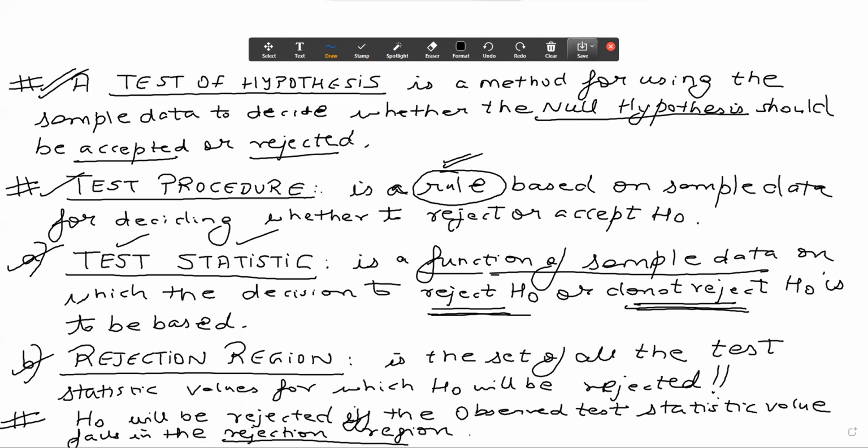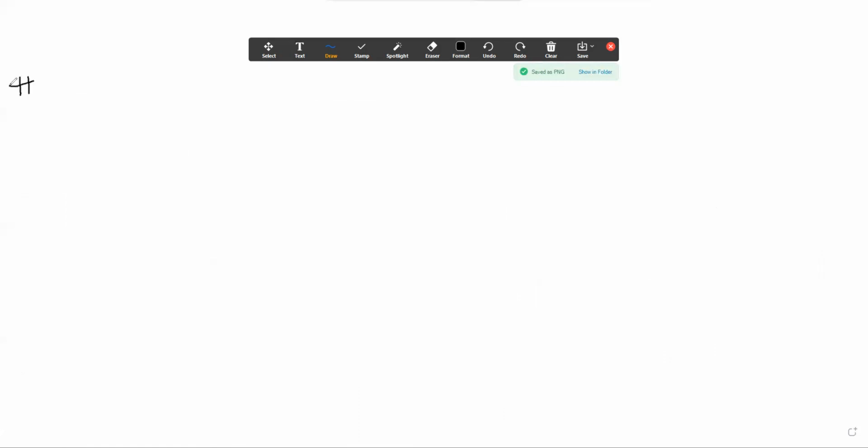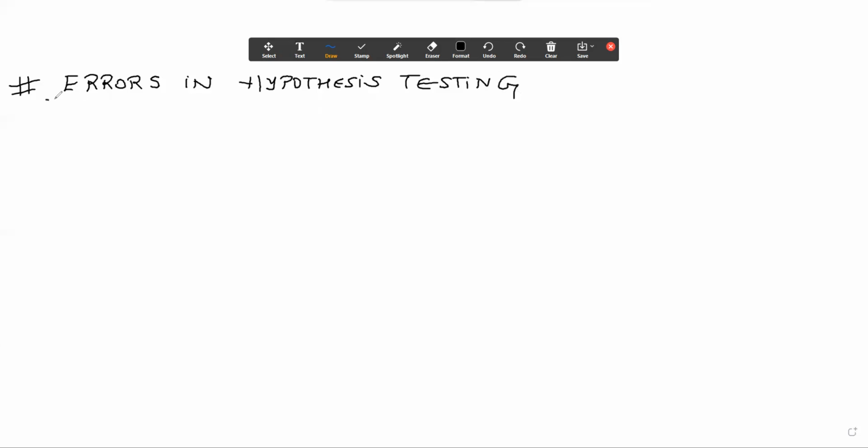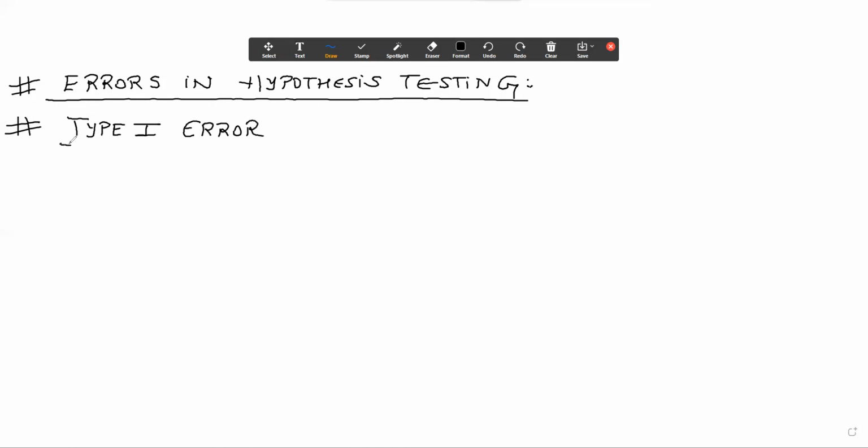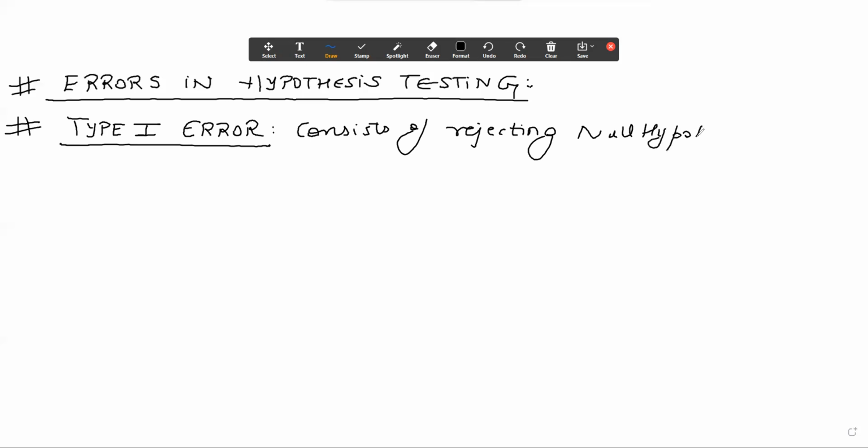So now let's discuss how to find the rejection and acceptance region. Now to understand that, guys, we are doing a very important topic called errors in hypothesis testing, because this will explain how we can determine our rejection region. So what are the errors which are made in hypothesis testing? The first type of error we have in hypothesis testing is called the type 1 error. Okay, so type 1 error consists of rejecting the null hypothesis H naught when it should be accepted.